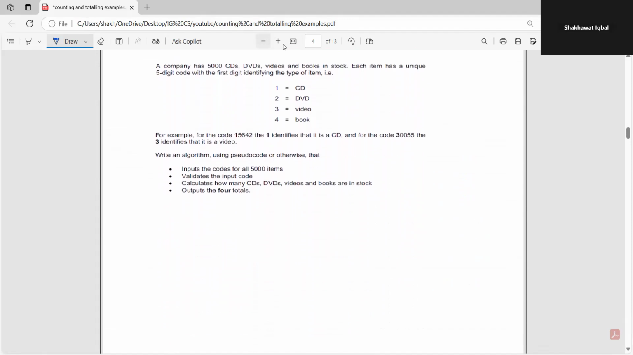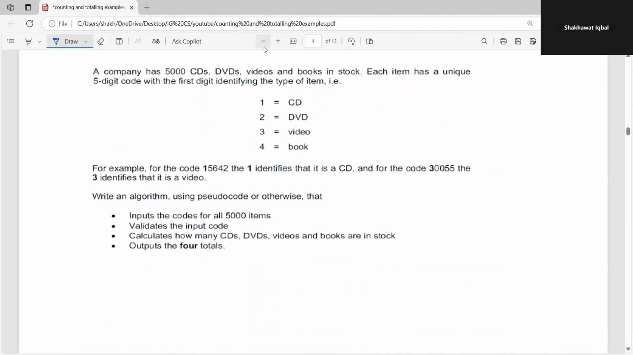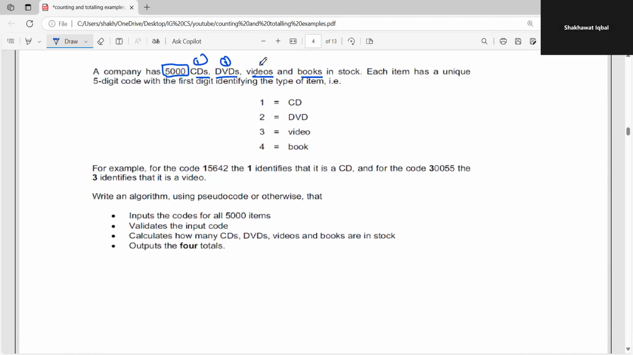So a company has 5,000 CDs, DVDs, videos, and books in stock. So that means how many items do they have? 1, 2, 3, 4. So I need 4 variables.